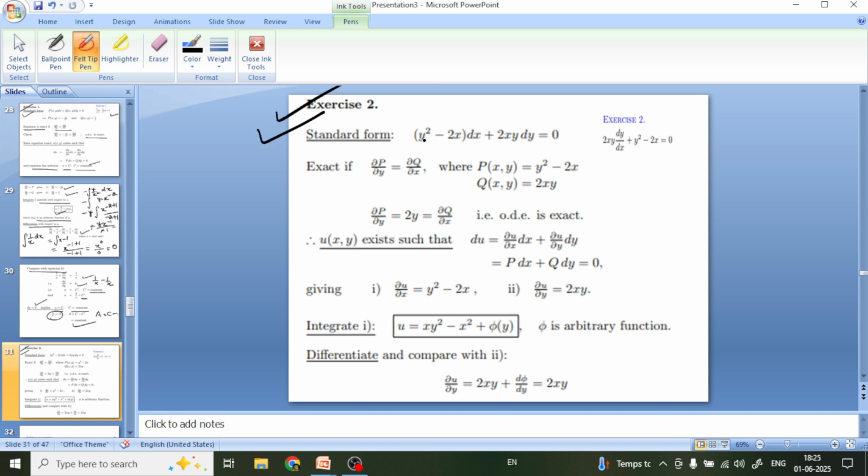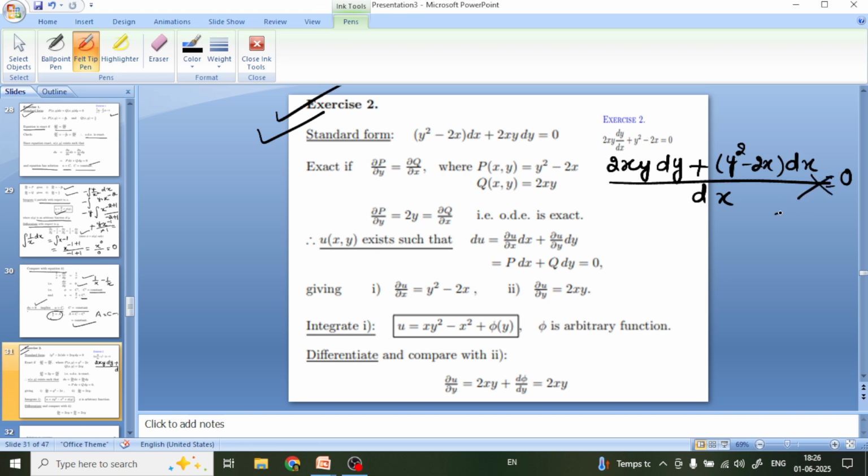Standard form: (y² − 2x) dx + 2xy dy. How do you get it? You can see here 2xy dy. You have to take the LCM. Here y² − 2x, and here dx over dx, that is equal to 0.